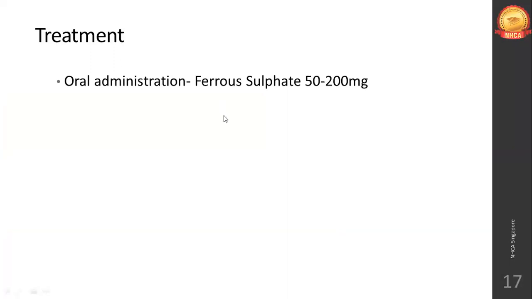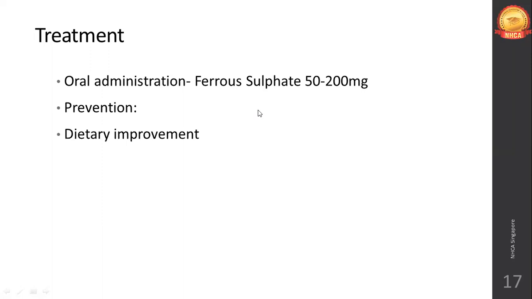So the treatment is oral administration of ferrous sulfate, 50 to 200 mg. Why 50 to 200 mg? It depends on your age. 20 mg is usually given for children who are 6 to 24 months old. Children below 5 years old are also given 20 mg. Adolescent girls are given a slightly higher dose, 100 mg tablets of iron. Pregnant mothers are given 60 mg tablets of iron, and by the last trimester, the dose will also increase slightly.